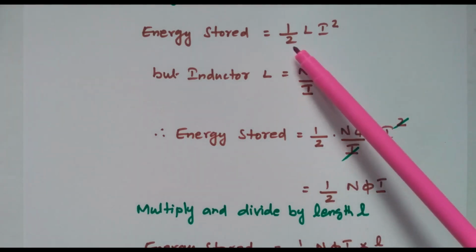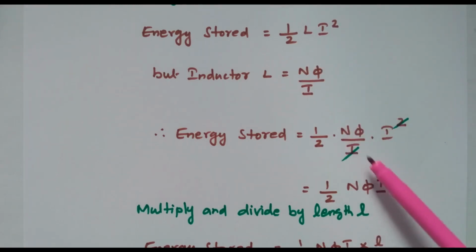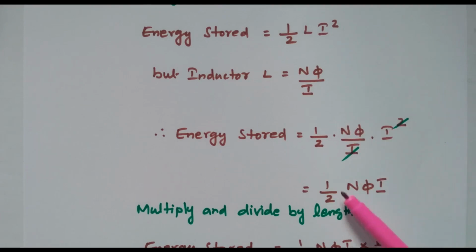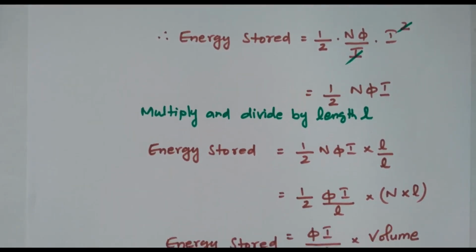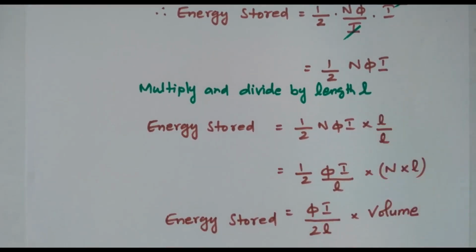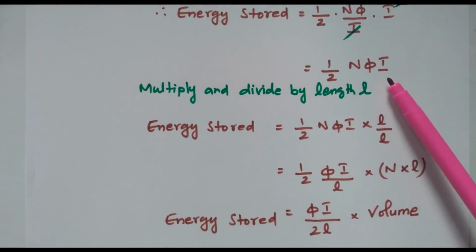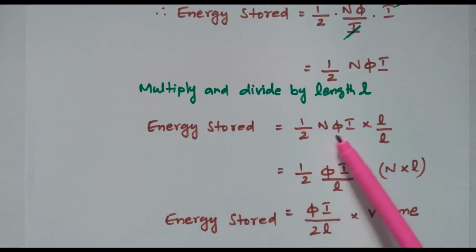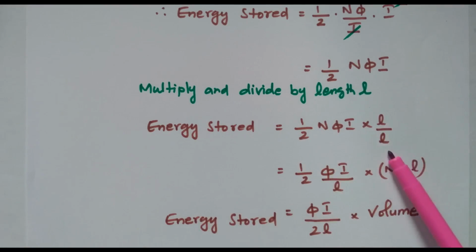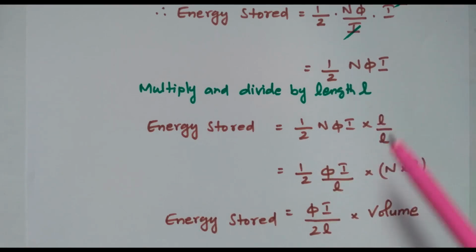So the energy stored is half Li square. In this, L is replaced by N phi by I. At the time one I got cancelled, we got half N phi into I. In order to get the volume, we are going to multiply and divide by the term length l, right? We are going to multiply this expression and divide by the length l, so that energy stored equal to half N phi by I into l divided by l. So while multiplying and dividing, the originality will not change.